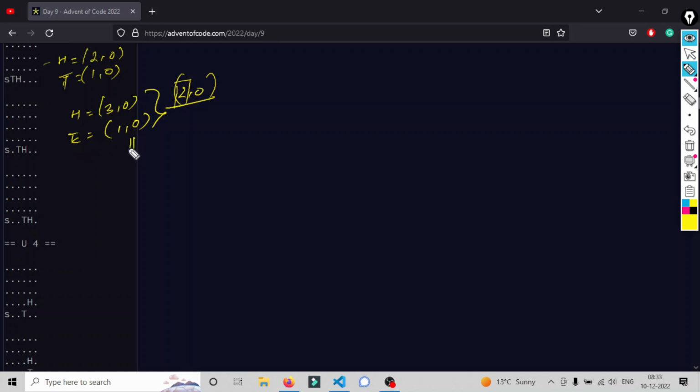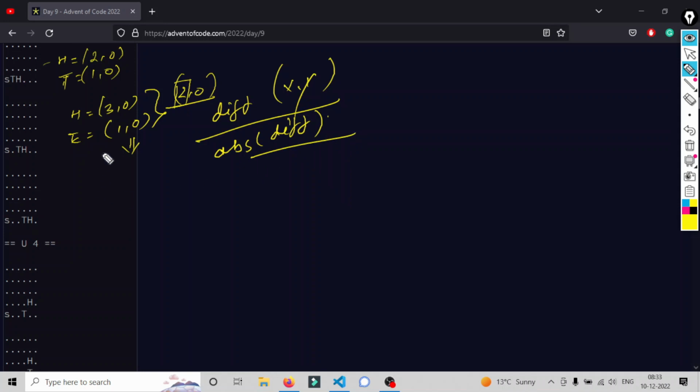So again we will apply that formula. What was that formula? Find out the difference between coordinates, x comma y, and divide it by the absolute value of the difference. So if we apply this formula, the updated tail position will be 2 comma 0. You can check, the updated position of the tail will be 2 comma 0. Okay.